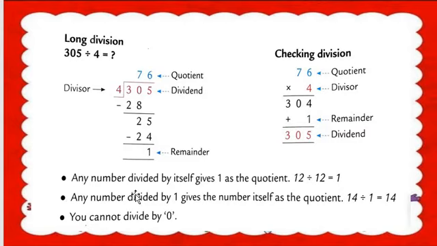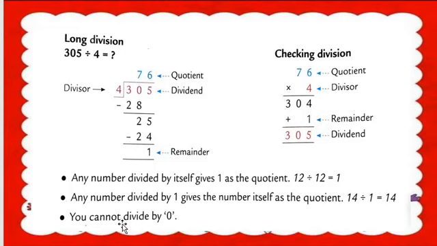Any number divided by itself gives 1 as the quotient. 12 divided by 12 is equal to 1, means 12 ones are 12, like that. Any number divided by 1 gives the number itself as the quotient, means 14 divided by 1 is equal to 14. You cannot divide it by 0.